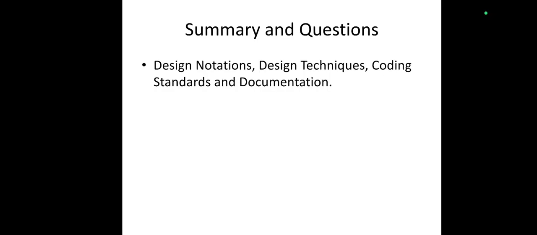Real life example: consider developing a library management system. Design notations: use UML diagrams and DFD. Design techniques: apply modular design for books, members, and issue modules. Structured coding: use proper loops and decision statements. Coding standard: follow naming conventions and indentation rules. Documentation: prepare user manuals and technical documents. These practices ensure successful software development.